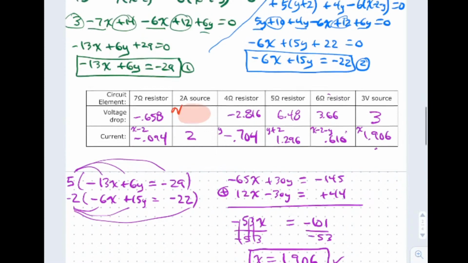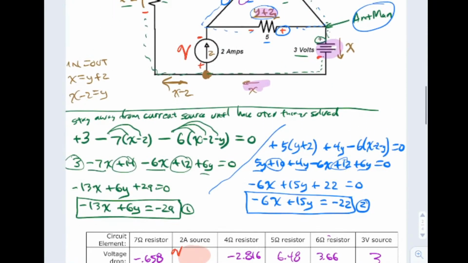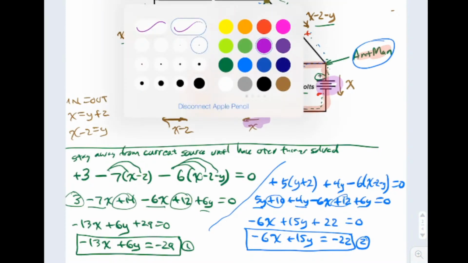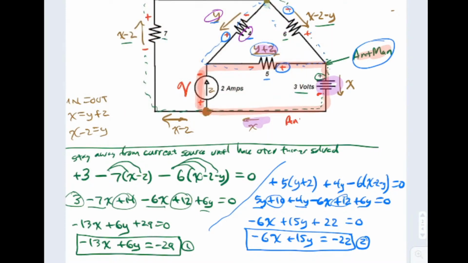And how are you going to solve for that voltage? Your only choice is you're going to have to walk another path, and you're going to have to walk through that. You have to walk through there. So maybe I'll use the same Ant-Man, but I'll have him go this way. Like that. So Ant-Man's final path. Here we go. Ant-Man's final walk.